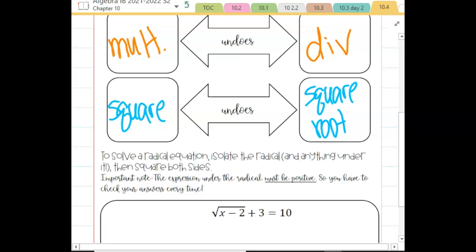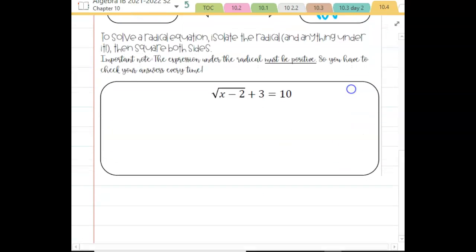So that's what we did last chapter. But just like if you have addition, to undo it, you're going to do subtraction, and you can go back the other way. If you have subtraction, to undo it, you do addition. It works this way as well: if you have a square, to undo it, you can square root it. If you have a square root, to undo it, you're going to square it. And that's really the big idea for today. There are a couple of things that we do need to watch out for.